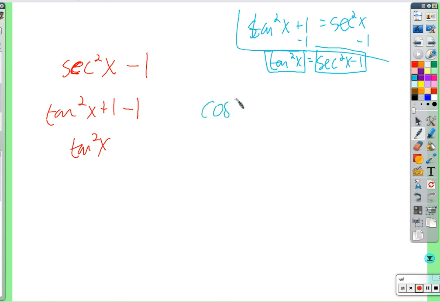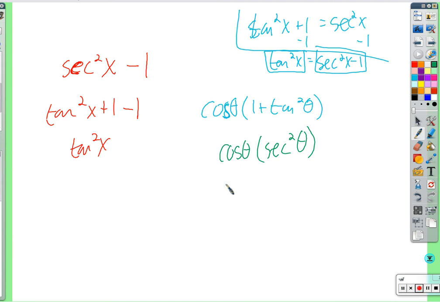Let's try this one. It's a different one. Cosine theta times 1 plus tangent squared. Look at those Pythagorean identities. Katie, what's the answer? Cosine times secant squared theta, which is cosine theta times secant squared theta. Okay, good. We replaced 1 plus tangent squared with secant squared. Is there more we can do?